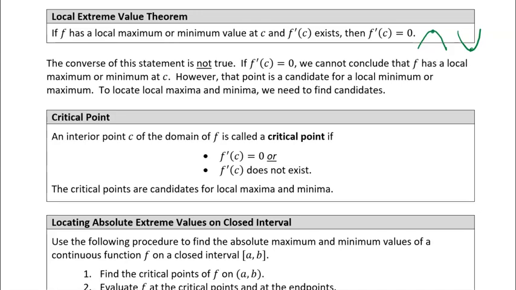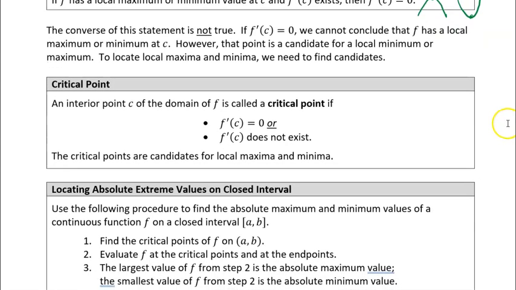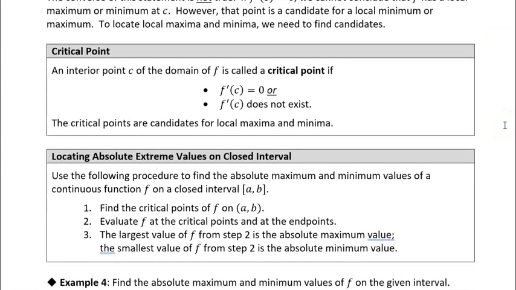And the way that we find critical points is as here. A critical point is an interior point in the domain of the function. It's called a critical point if the derivative is either equal to 0 or the derivative does not exist. Okay, so those are our critical points. Either the derivative is 0 or the derivative does not exist. And those are our candidates for local minima and maxima.